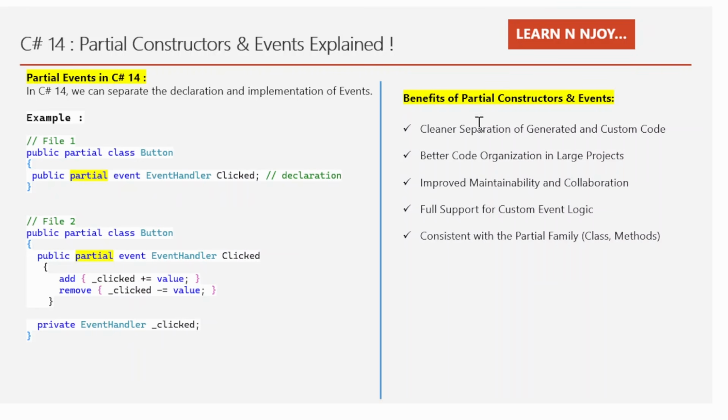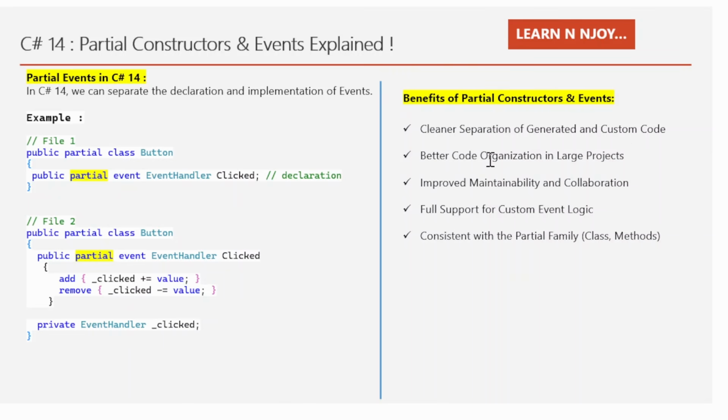Okay, so now let's talk about some of the benefits of using partial constructors and events. Number 1, cleaner separation of generated and custom code. What does it mean? When using tools like code generators, we can declare a constructor or an event in the generated file and implement the logic in our own file without modifying the generated one. So that is the number 1 benefit.